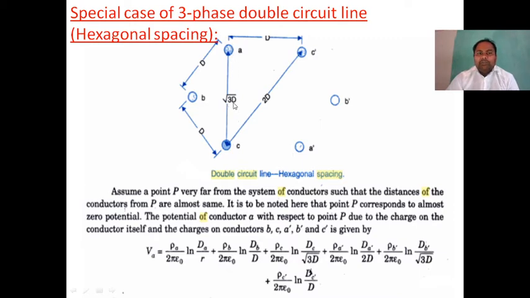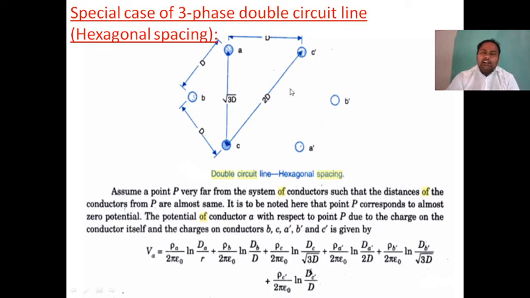So every time, what is the charge? Conductor A dash has charge rho A dash, conductor B dash has charge rho B dash, and conductor C dash has charge rho C dash. So rho A dash by 2 pi epsilon naught log dA dash, where dA dash is the distance between conductor A dash and point P, and we also consider the distance between conductor A and A dash. So if you observe every equation carefully, we get the equation very easily.